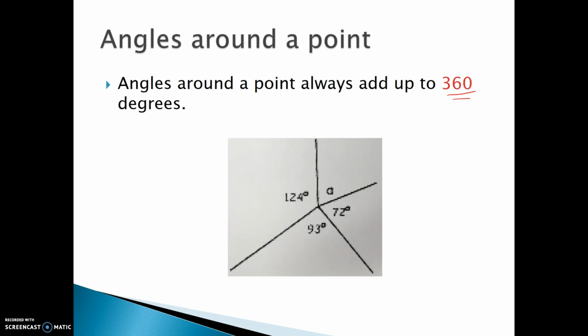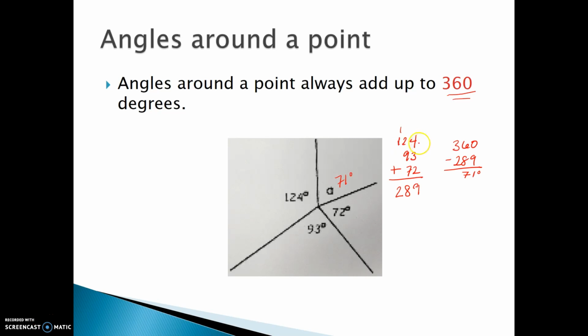But that is one of the angle properties that you're going to want to remember. So let's stop and let's find the measure of angle A right here on your paper. What I'm going to do is add up these angles. We have 124, 93, and 72. We're going to add those up and then subtract them from 360.